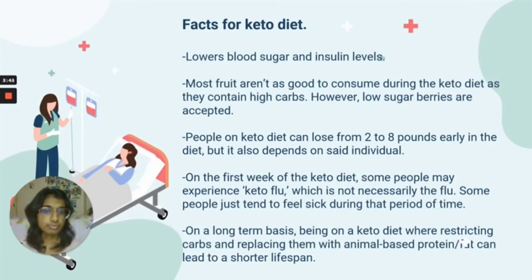Now let's talk about a few facts that I found for this keto diet. One of the most common facts that I found is that it lowers blood sugar and also insulin levels. As we all know, one of the main functions of carbohydrates is that they provide energy and also regulate blood glucose levels. So when you're having a keto diet, it's pretty self-explanatory because you have a high amount of fat instead of carbohydrate intake.